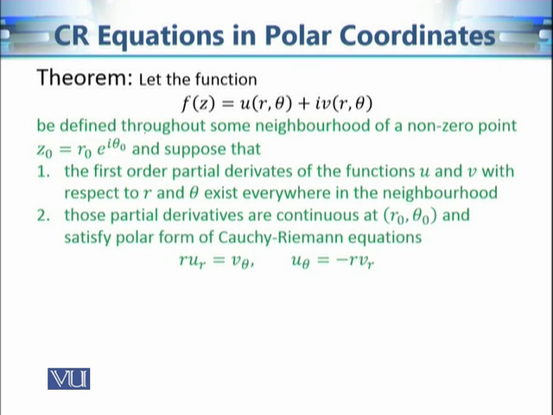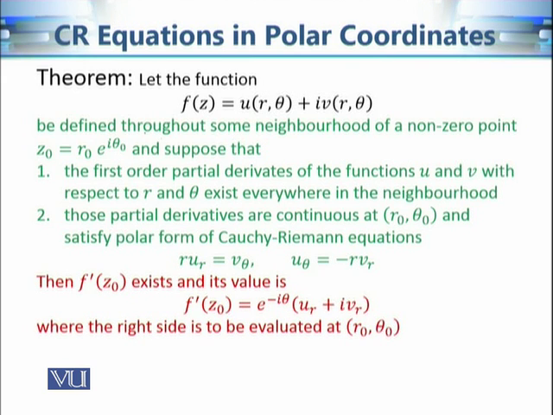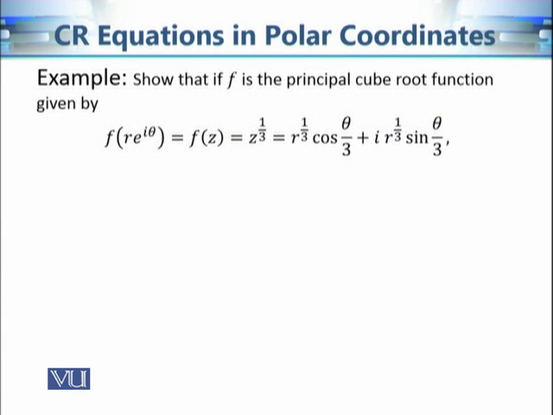And the second condition is the Cauchy-Riemann equations for polar coordinates are satisfied, and we have seen that these equations are equivalent to the Cauchy-Riemann equations in Cartesian coordinates. Okay, so if these conditions are satisfied, then the function is differentiable, and we can actually calculate the derivative of the function at point r naught e raised to power iota theta naught.